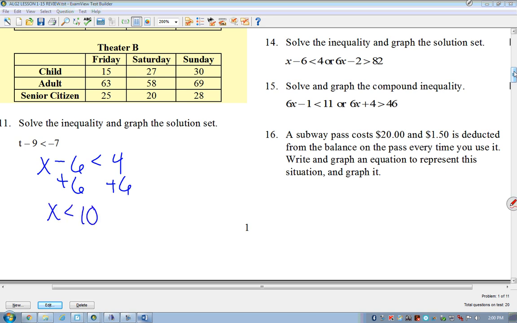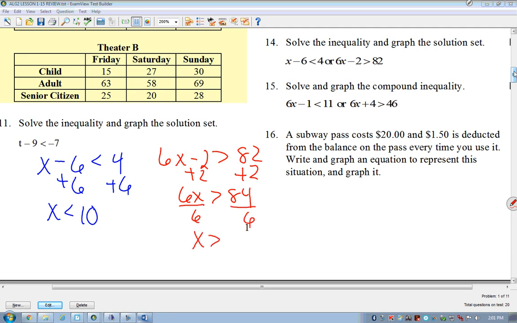Let's go ahead and get the other one. 6x minus 2 is greater than 82. What do I want to do? Add 2 to both sides. I got 6x is greater than 84. Divide by 6 on both sides. x is greater than... No, it's not 6. 6 times 6 is 36. 14. So what we're seeing is x is less than 10, or x is greater than 14.